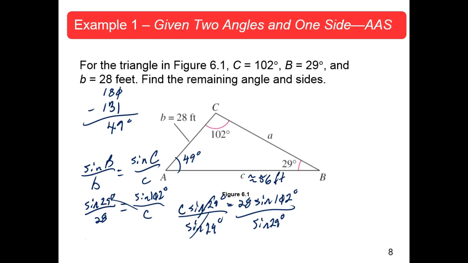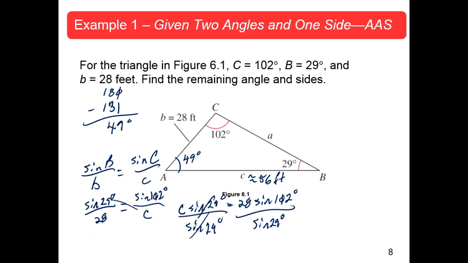Please say no. No. What would we do? What did we do on the last one? The law of sines. Why not use it again?